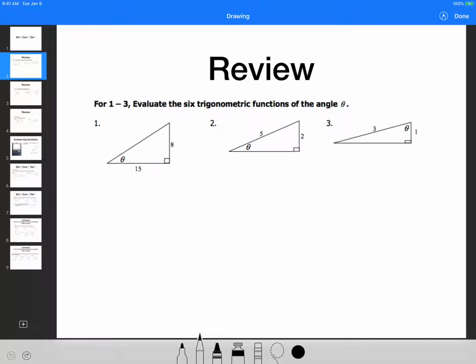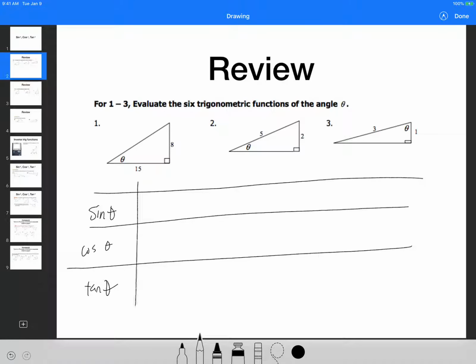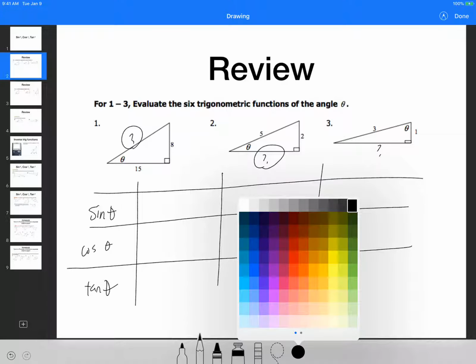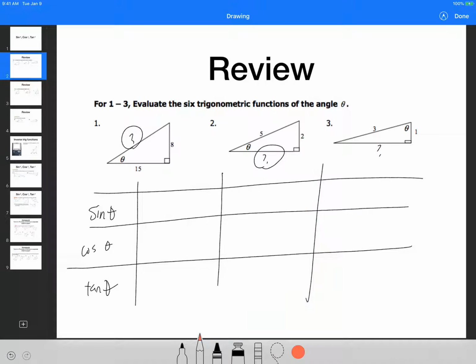I would like you guys to pause the video, and I would like you guys to start figuring out the 6 trigonometric functions of the angle theta. So what I mean by that is sine of theta, cosine of theta, and tangent of theta for all of these 3 triangles. And notice how they are missing this length here and here and here, and you will have to solve for those sides by using Pythagorean theorem. So pause the video now, fill in this table right here, and then once you're done, just start the video again.